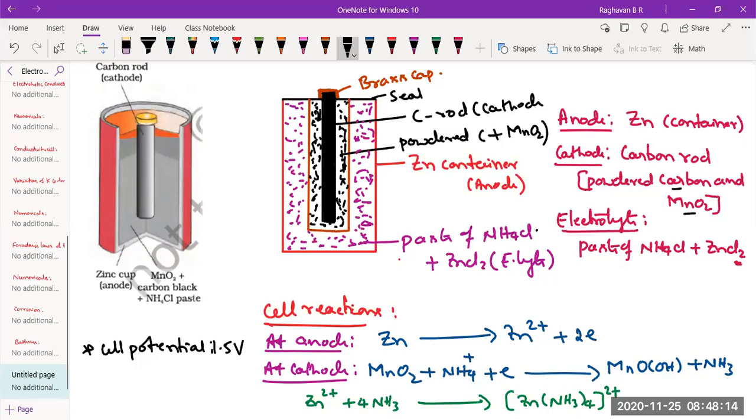Need to know cathode, anode, electrolyte, cell reactions importantly. Come on, write down this. Let me know once it is complete.